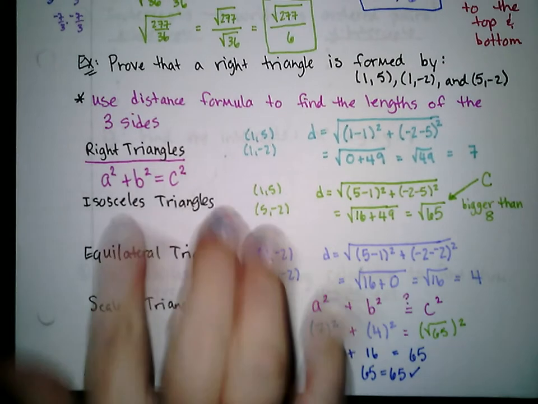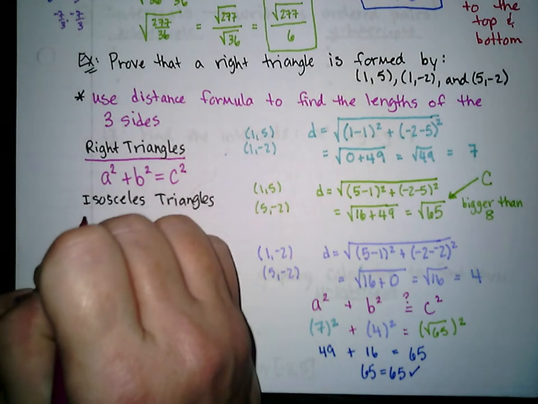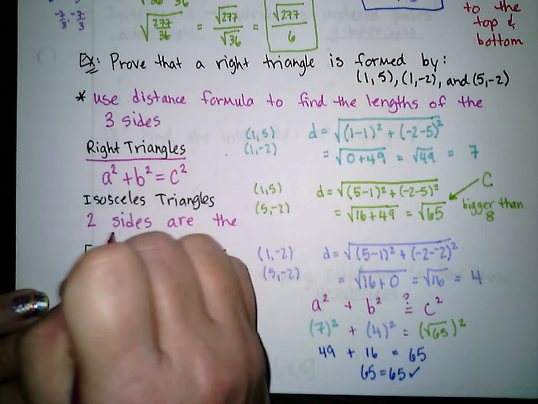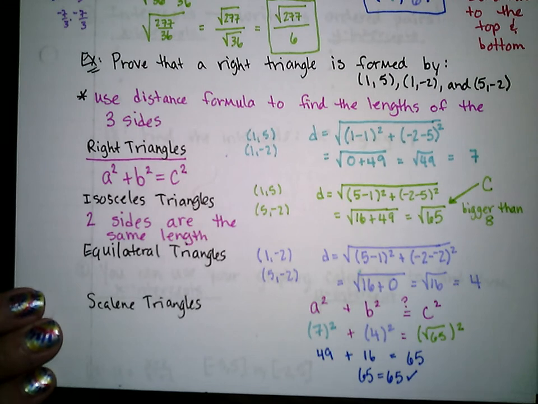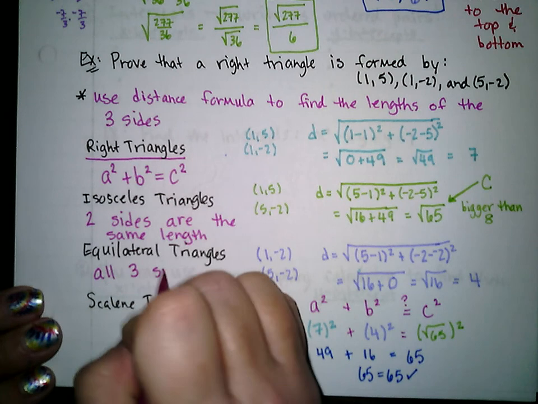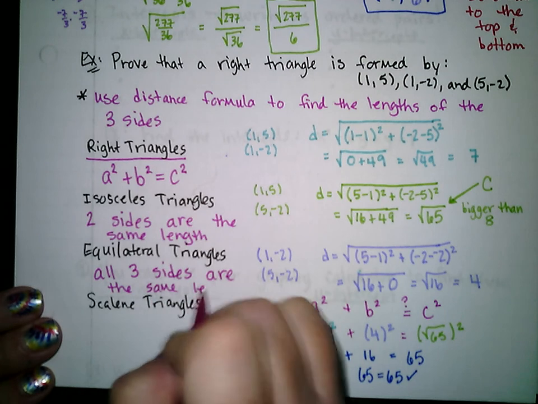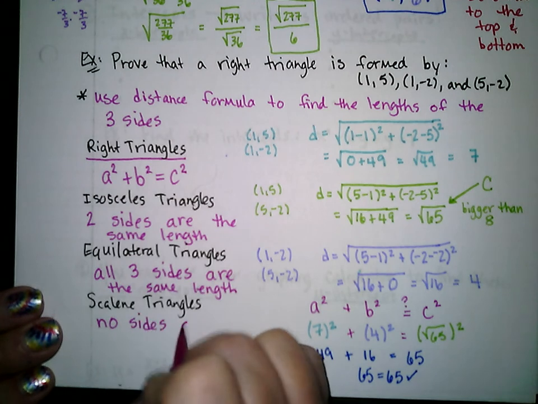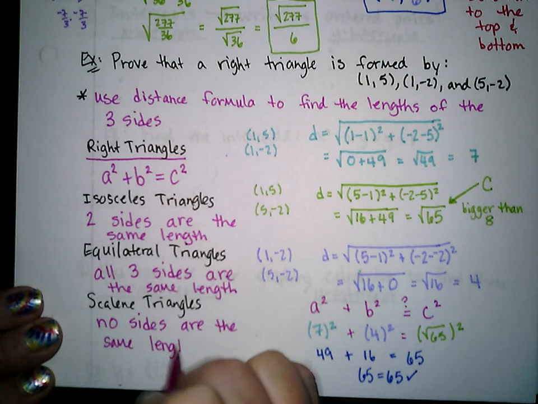What if they asked us to prove that our triangle was isosceles? Remember, in an isosceles triangle, we have two sides that are the same. Well, the same length, we should probably say. So in that case, we'd be checking to see if any two sides were the same. Remember, equilateral triangles, all three sides are the same length. And in scalene triangles, no sides are the same length. So we could show all sorts of things about triangles just by using that distance formula.